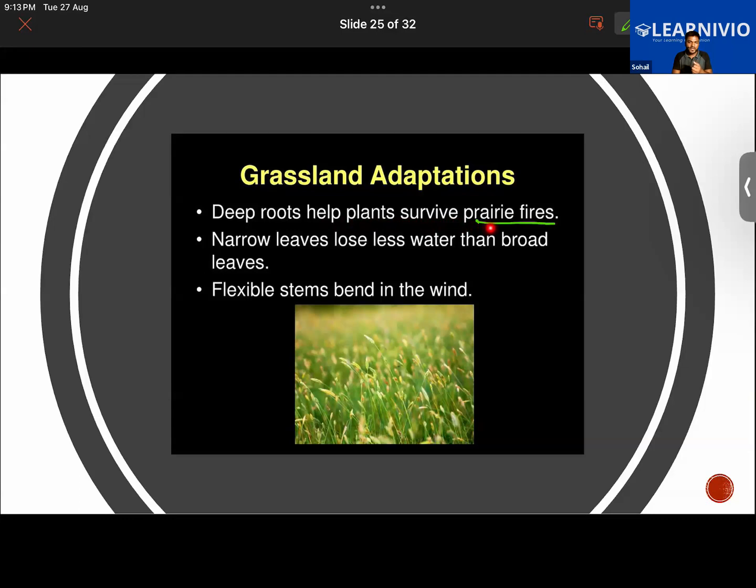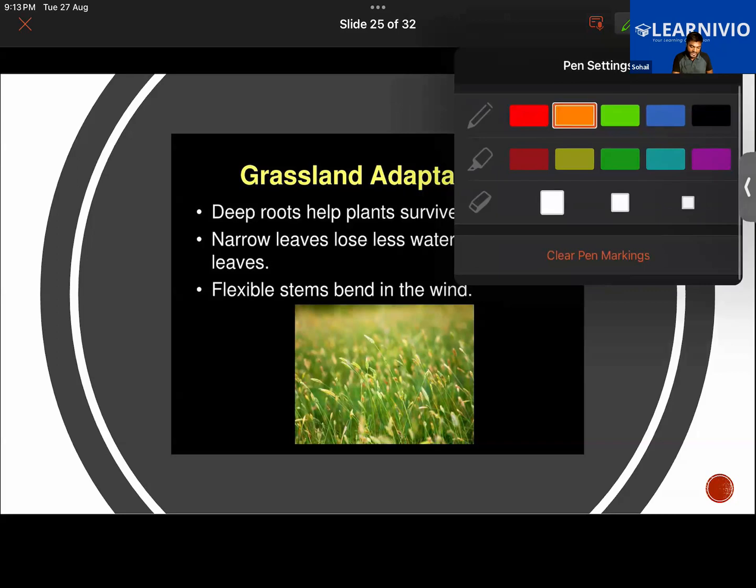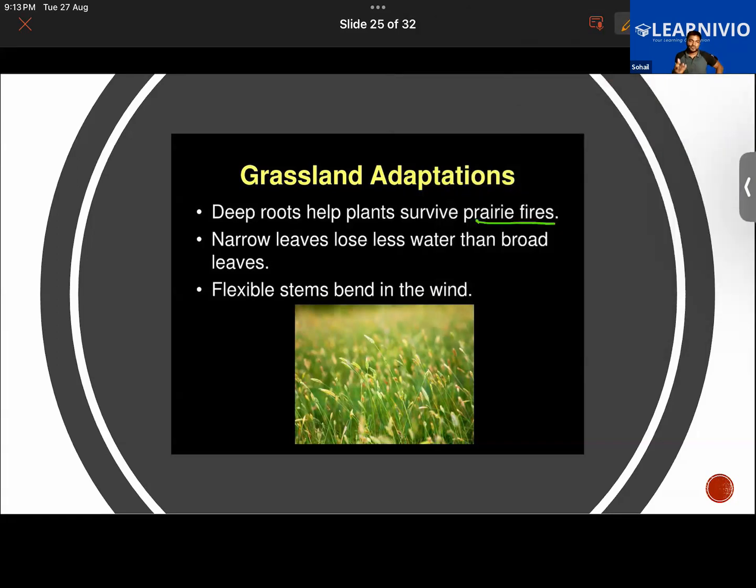Like prairie fires are the common fire. Prairie fire, there's a grassland by the name of prairie. Many times it would be catching fire on its own, but it again manages to grow. That is one such adaptation in the grassland, that the roots are very deep.